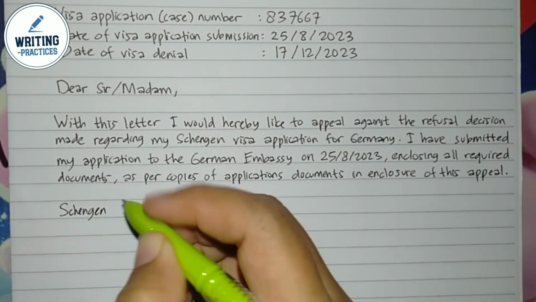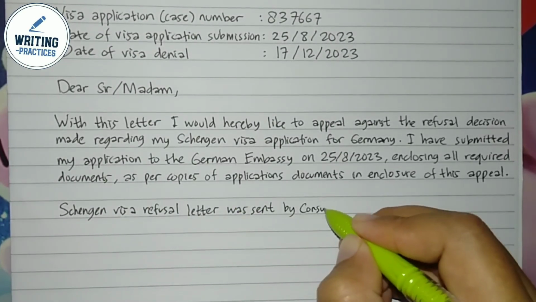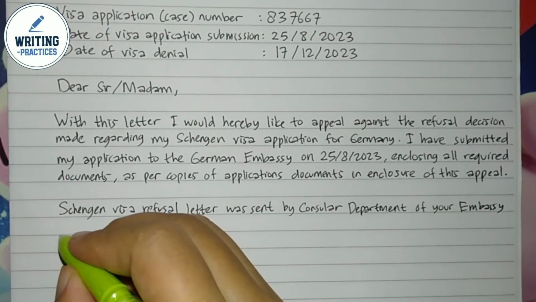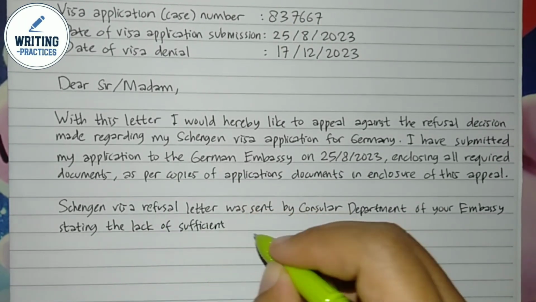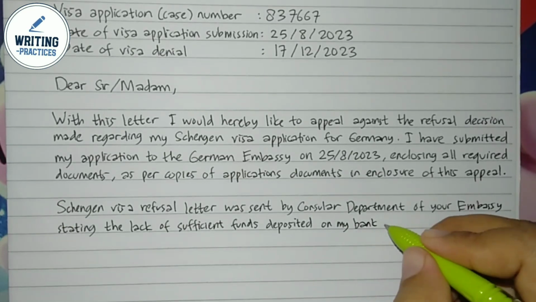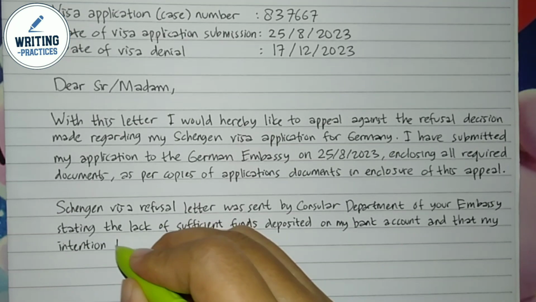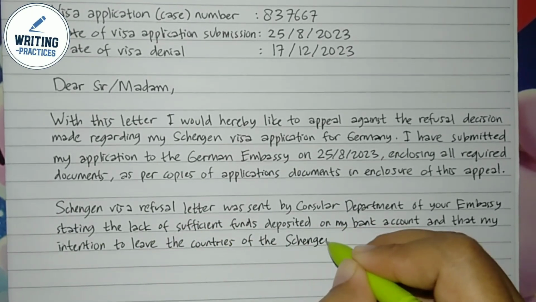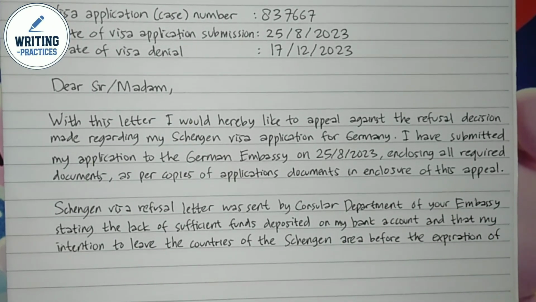In the second paragraph, tell the officer where you got the refusal letter. Besides, you need to mention the issue that made your visa refused. In this example, my visa is refused because of funds in my bank account that is categorized as not enough.